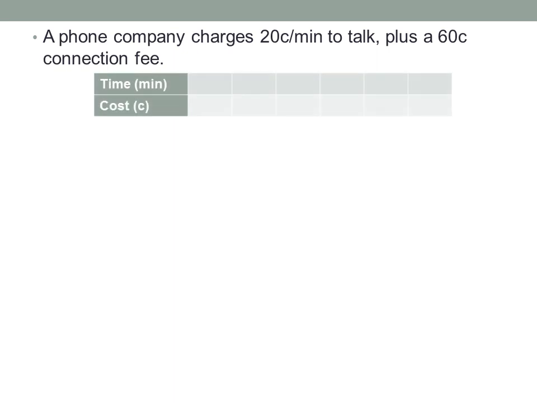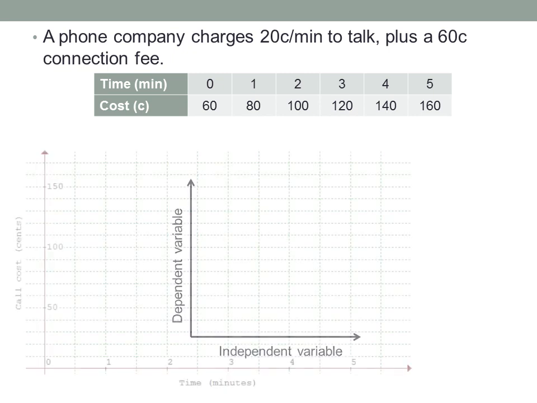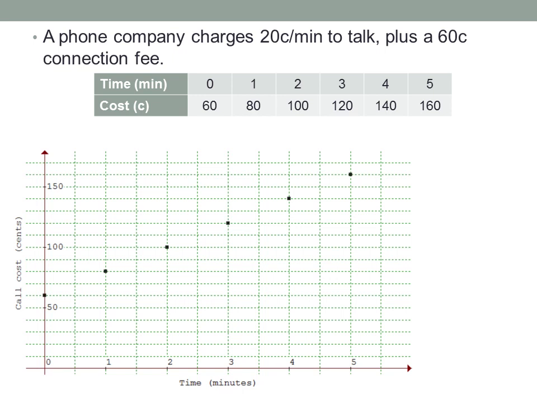Let's make a table of values that we can plot onto the graph. Choose some call lengths, and then calculate the costs of those calls. Even if your call lasts 0 minutes, you still have to pay the connection fee, 60 cents. For 1 minute, it's another 20 cents, 80 cents. For 2 minutes, it's another 20, and so on. Okay, let's draw the graph. The cost depends on the time. Plot the points. Draw a straight line.